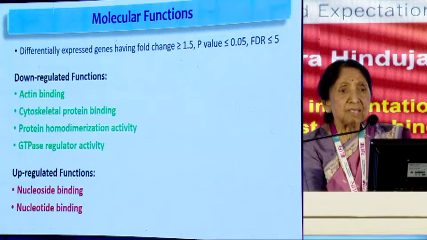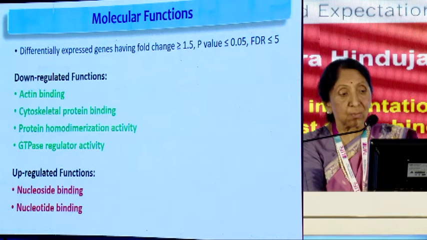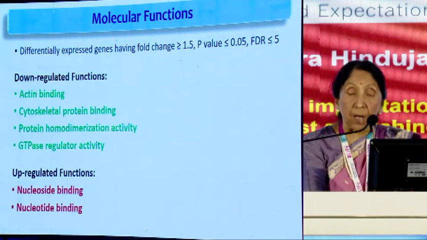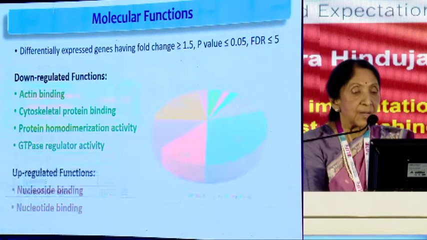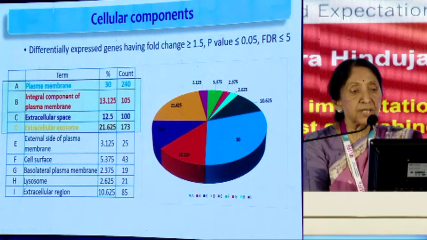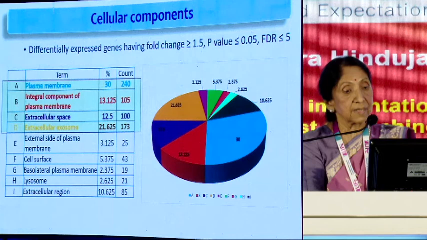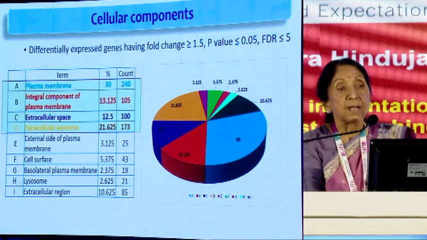And the action site itself in the pathway studies. The green shown are the functions which were downregulated because of the downregulation of these genes. And after localization, we found that the majority of the genes are expressed on the plasma membrane and are extracellular. So you can see that the blue, red, violet and yellow are all extracellular genes.